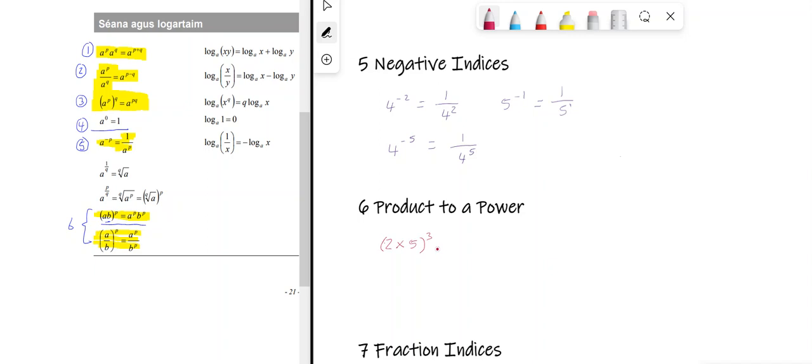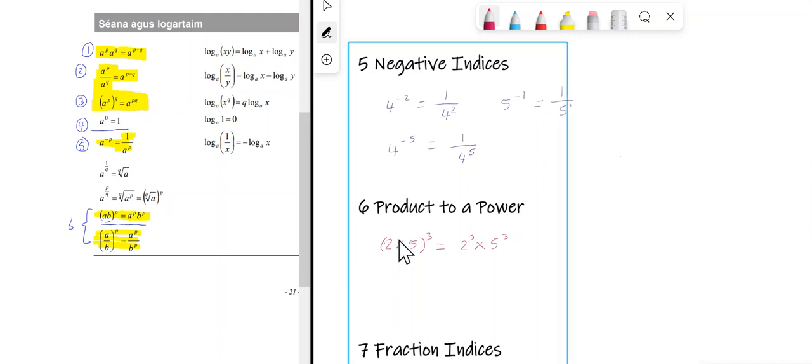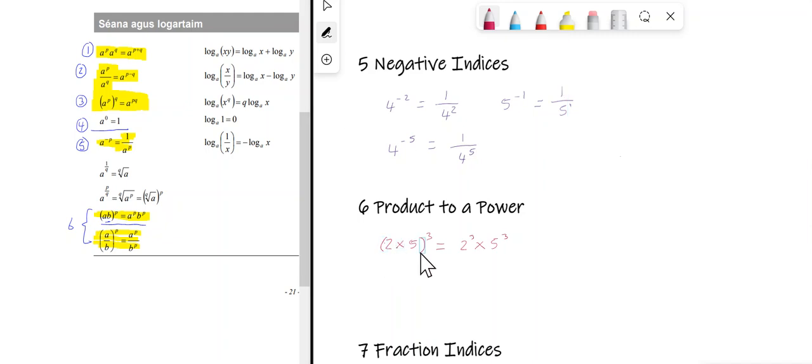So what would that look like? It would look something like this. So it's going to be 2 to the power of 3 multiplied by 5 to the power of 3. So that's what it looks like there. So that's basically, 2 multiplied by 5 to the power of 3, that means you raise each of the numbers inside the bracket to the power of 3, just like this. Okay, and that's what that rule means here. That's what this stands for here.